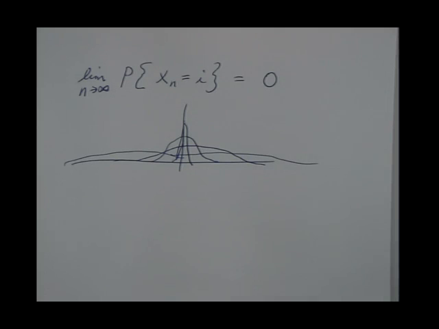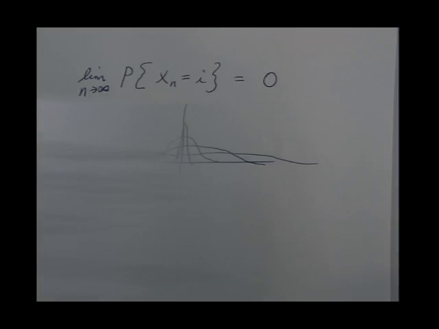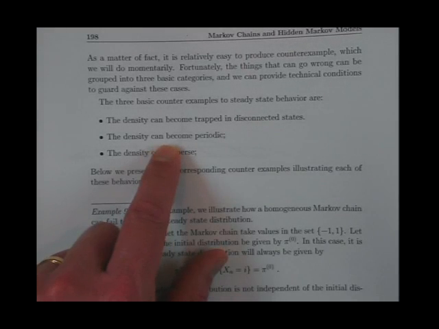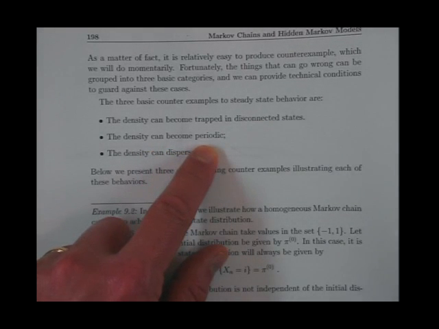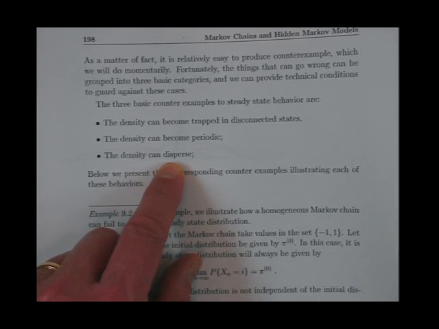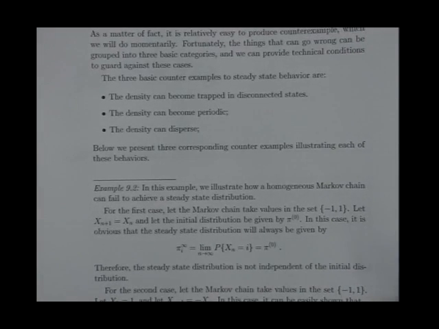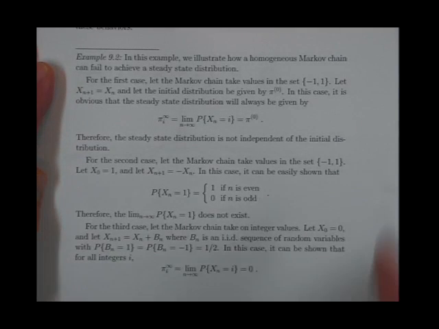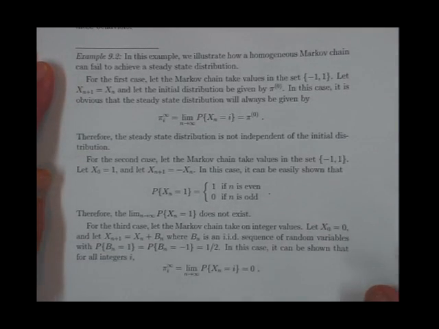So there are three things that can go wrong. The Markov chain can become trapped in a disconnected state, the density can become periodic, or the densities can disperse. I give three examples here of the three things that can go wrong, but they're basically the same as what I just explained.